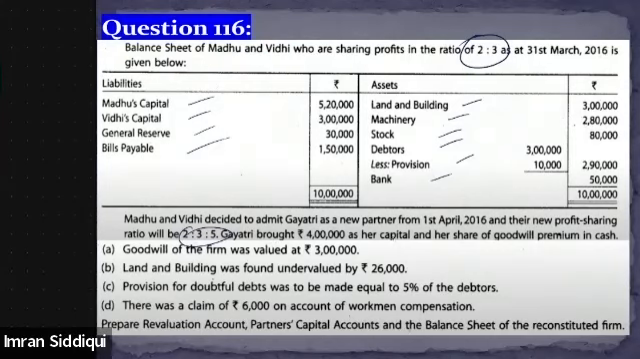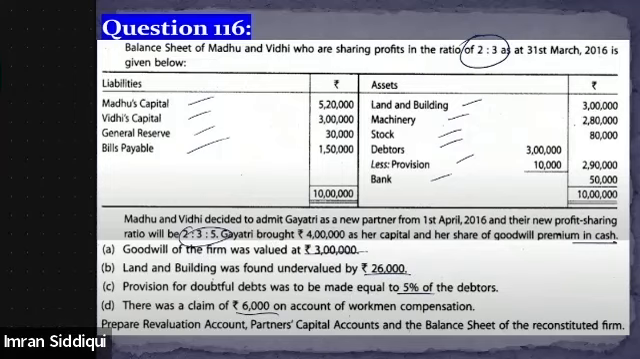Gayatri brought 4 lakh as her capital and her share of goodwill in premium in cash. Goodwill of the firm was valued at 3 lakh. Land and building was found undervalued by 26,000. Provision for doubtful debts was to be made at 5% on the debtors. There was a claim of 6,000 on account of workman compensation. Prepare revaluation account, partners capital account, and the balance sheet.